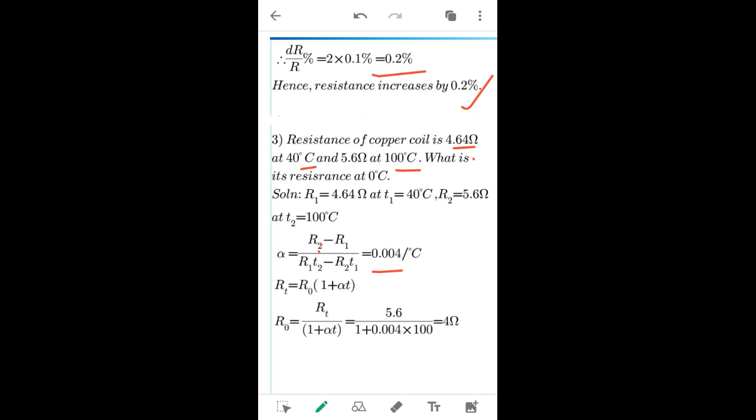Then RT equal to R0 into (1 plus alpha T). So substitute again here. We want R0, that is resistance at 0 degree Celsius. So this will be RT by (1 plus alpha T). 5.6 divided by (1 plus alpha value, what we got, 0.004 into 100) equal to 4 ohm. So this is the answer. 4 ohm is the answer.